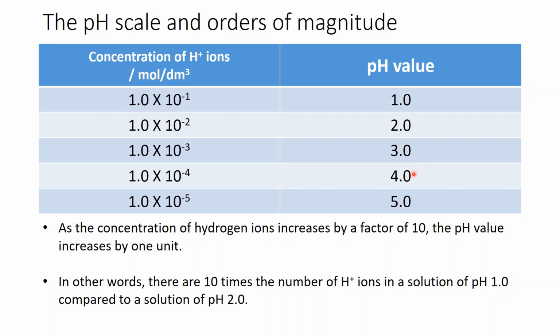Equally, if I compare the pH of 4 and 1, that's out by a factor of 1,000, 10 times by 10 times by 10, which is 1,000. And between a pH of 5 and a pH of 1, that's out by a factor of 10,000. There's a difference by a factor of 10,000 because it's 10 times by 10 times by 10 times by 10, which is 10,000.